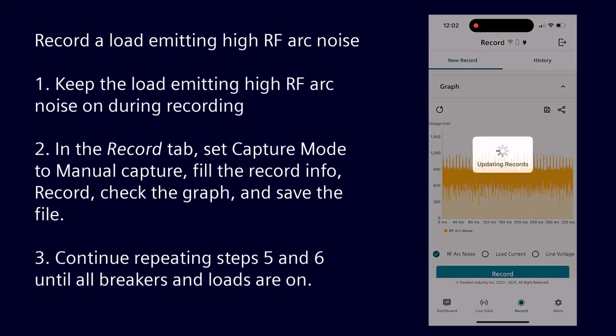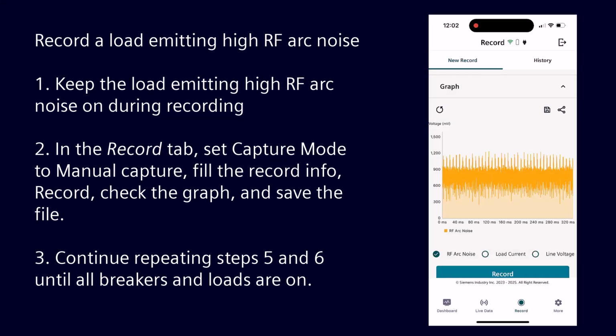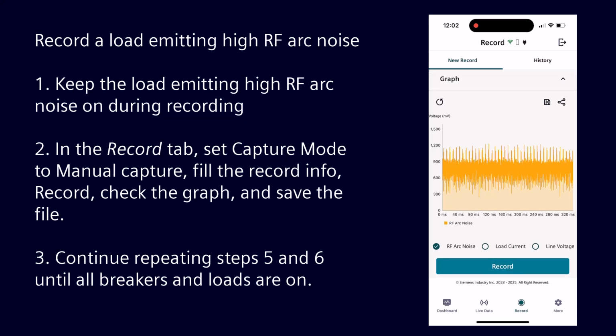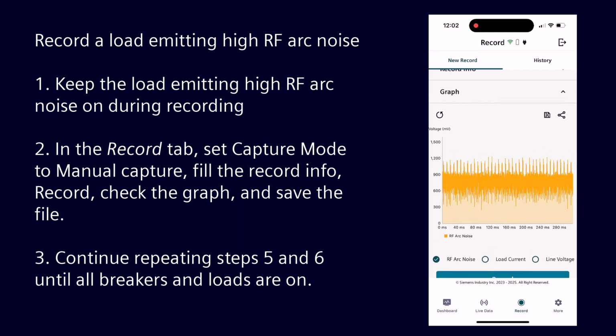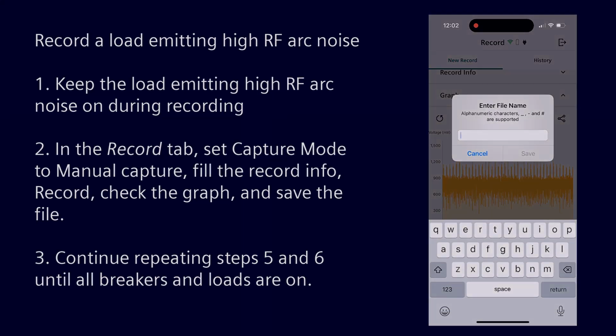If you find a real arc fault, despite changing to different loads, you may have a punctured or broken wire in the circuit that will need to be fixed or replaced. Continue repeating Step 5 and 6 until all loads and breakers are turned on.